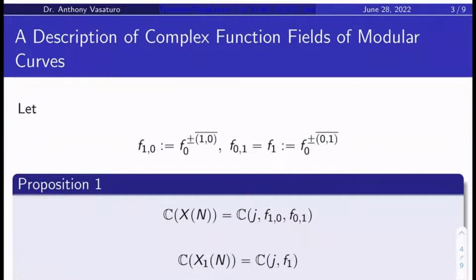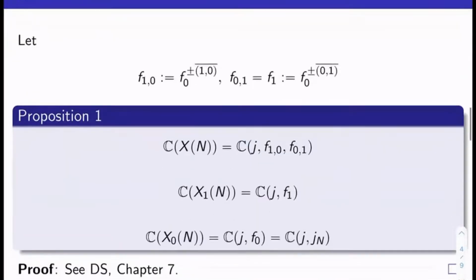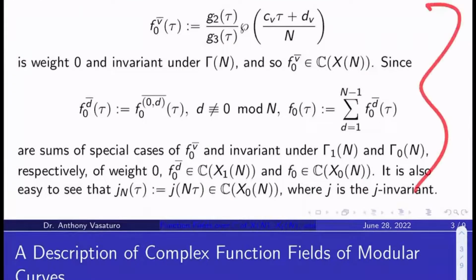What these functions allow me to do is very elegantly describe the complex function fields of the modular curves x of n, x1 of n, and x0 of n. Before that, one last definition. Let f sub 1, 0 be defined to be f plus or minus 1, 0 bar sub 0. And let f sub 0, 1 be f1. These two will be the exact same function, and they'll both be f plus or minus 0, 1 bar sub 0. So these two are almost the same. You're just swapping the ones and the zeros. Both of these are just special occurrences of functions I've defined up here.